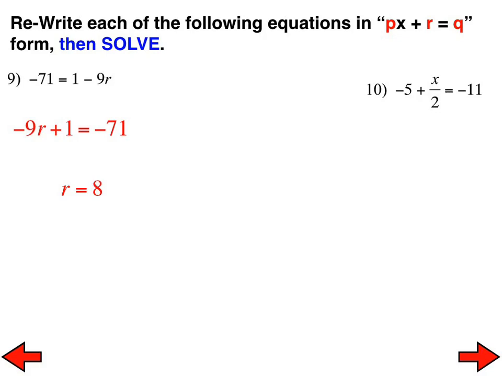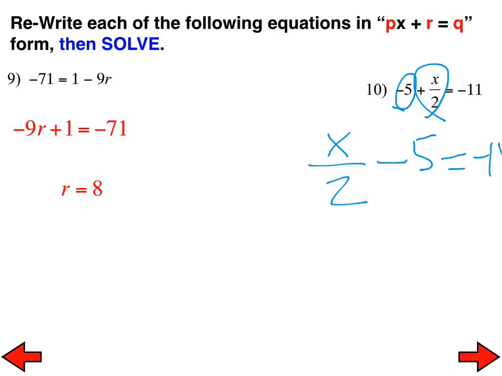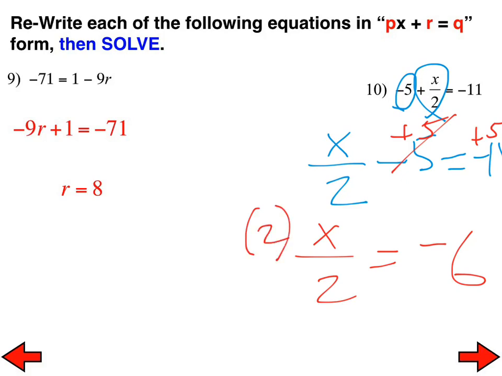All right, let's take a look at number 10. First of all, if we rewrite this in an equivalent form, px plus r equals q, we always write the variable part first. That is a positive x over 2. This is a negative 5. And then we have equals negative 11. To solve that, we would first add 5 to both sides. That's the inverse operation, and that's the addition property of equality. And now I've kind of run out of room off to the side, but we have a positive 5 and a negative 11. That makes negative 6. And then the inverse operation to dividing is multiplying, and the solution is x equals negative 12.